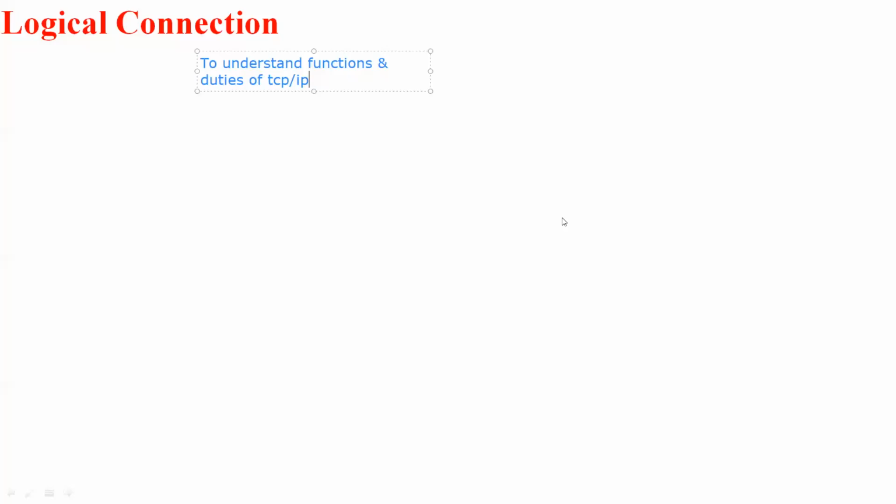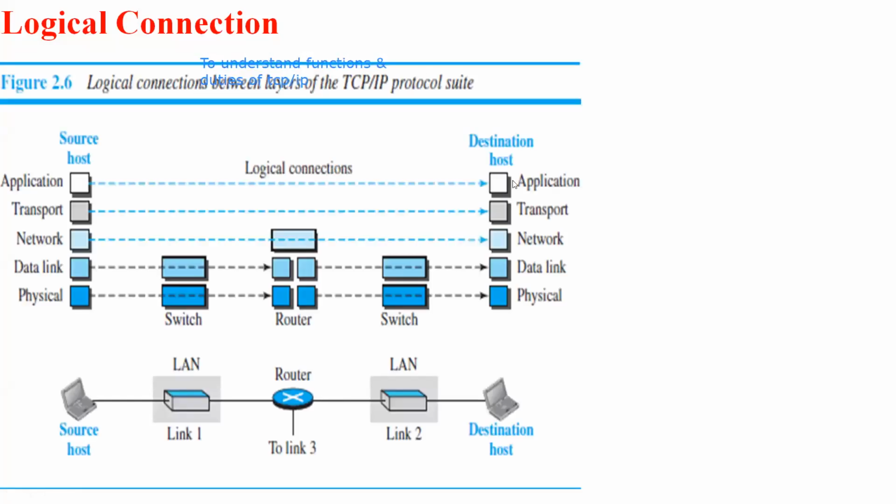So let's see about the logical connection. This diagram depicts the logical connections between different layers of the TCP/IP protocol. Here we have a source and destination, and five different communicating devices, as I explained. With respect to the bottom three units, the network, data link as well as physical, the data unit or the packet should not be changed by any router or any other links.